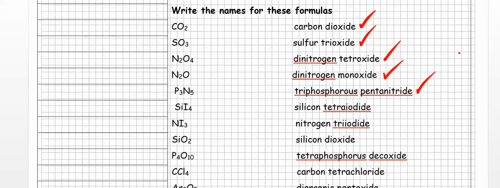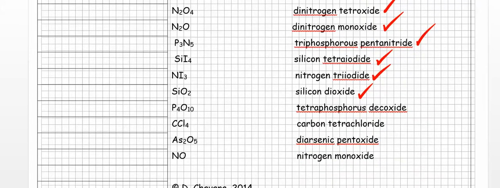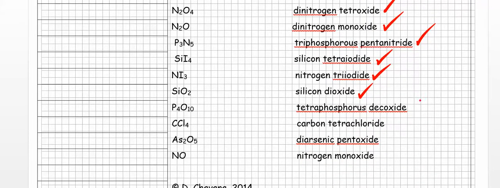Next, silicon triiodide, 1 silicon, 3 iodines, silicon triiodide. Next is NI3, nitrogen triiodide. Nitrogen triiodide. Silicon dioxide, SiO2, silicon dioxide. These are all covalently bonded compounds. P4O10. We're going to use our deca this time. Tetraphosphorus decoxide. Okay? Just like that. Next, CCl4, carbon tetrachloride, 4 chlorines, carbon tetrachloride.